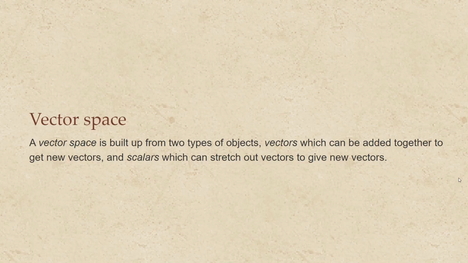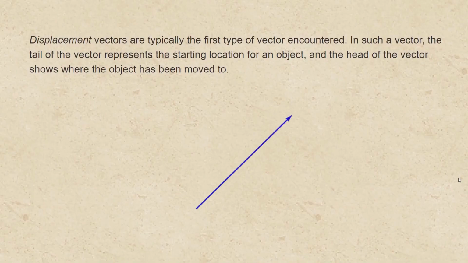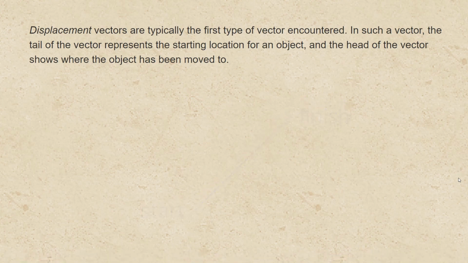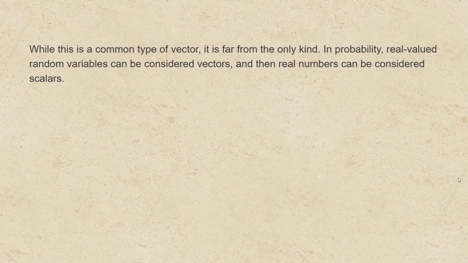To answer this and other questions, we're going to need the notion of a vector space. Now, a vector space is built up from two types of objects: vectors, which can be added together to get new vectors, and scalars, which can stretch out vectors to get new vectors. Displacement vectors are typically the first type of vector encountered. In such a vector, the tail of the vector represents the starting location for an object, and the head of the vector shows where the object has been moved to. While this is a common type of vector, it is far from the only kind.